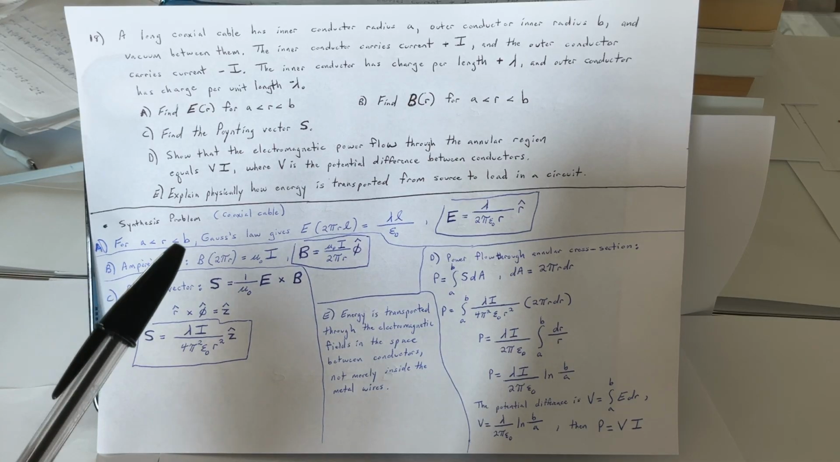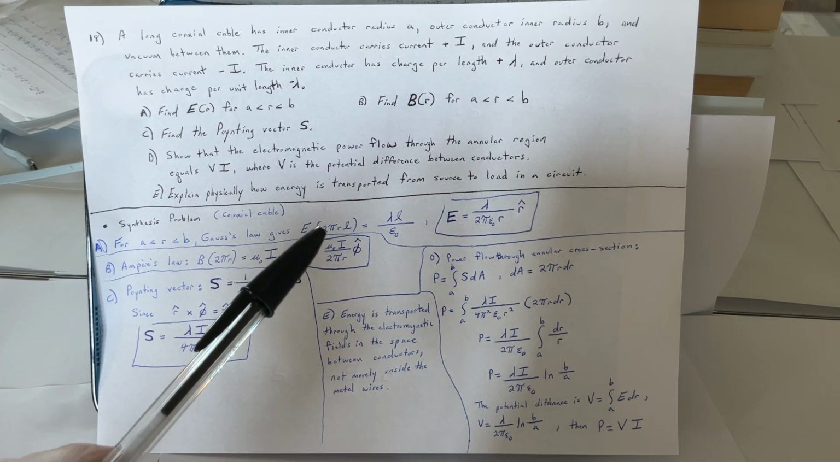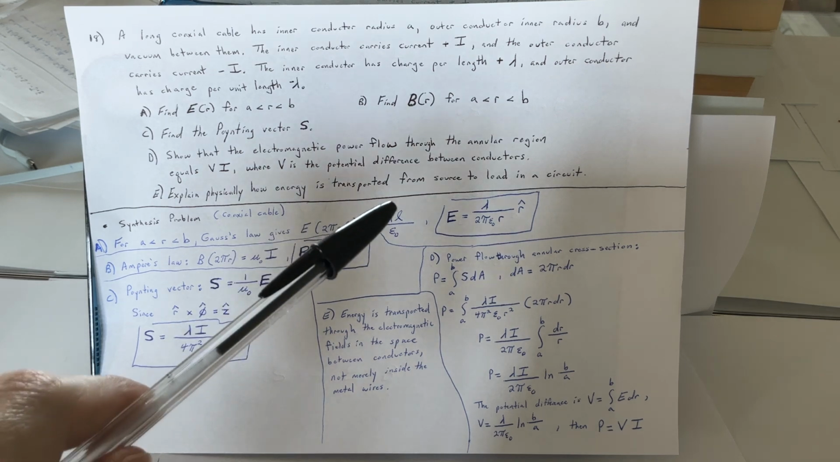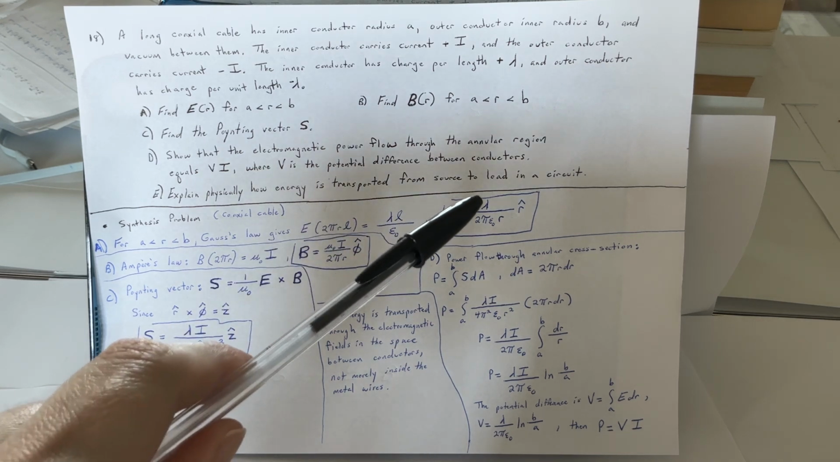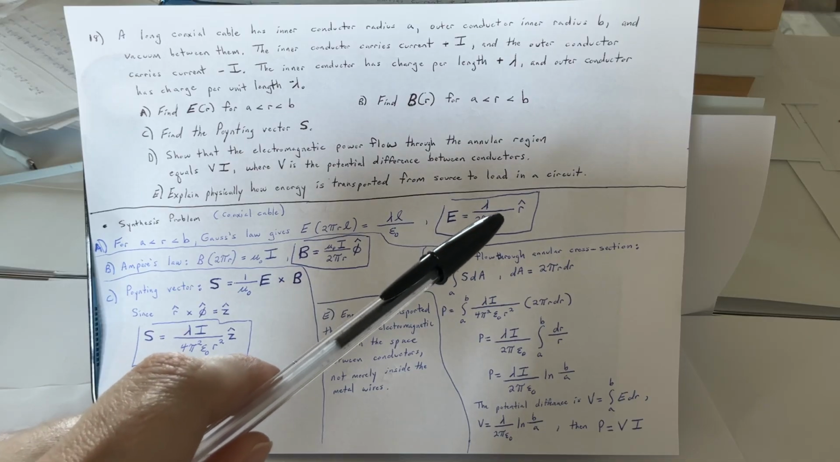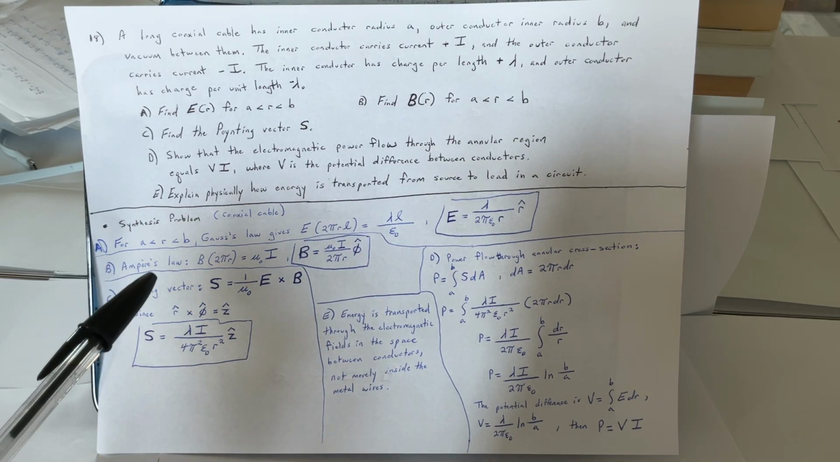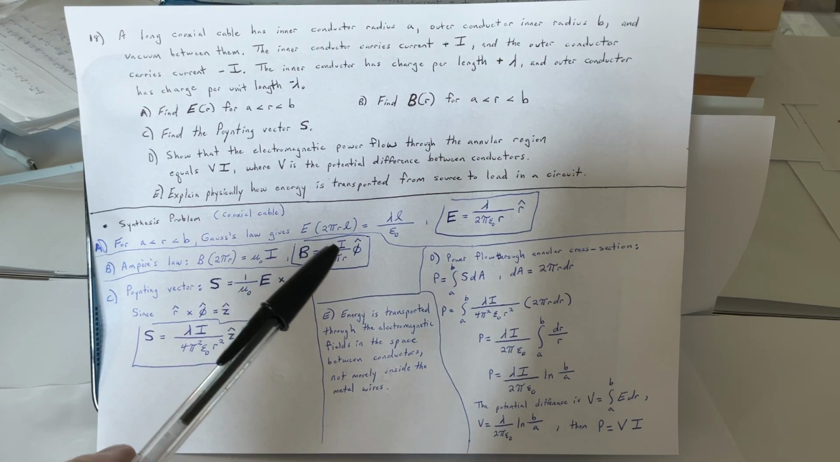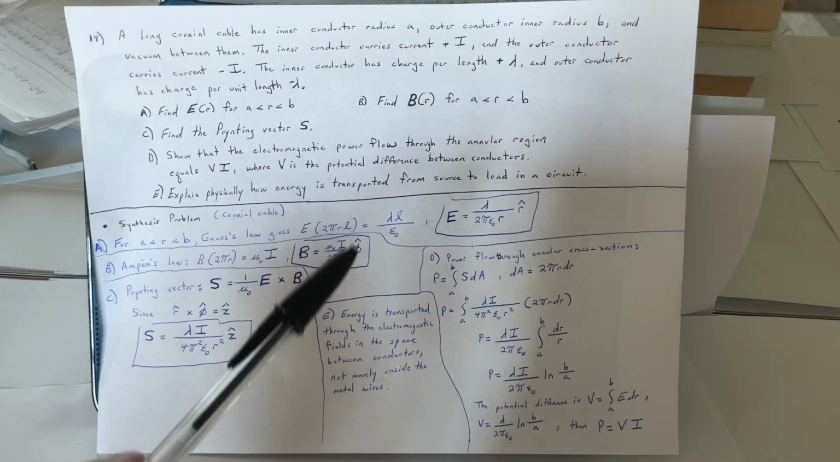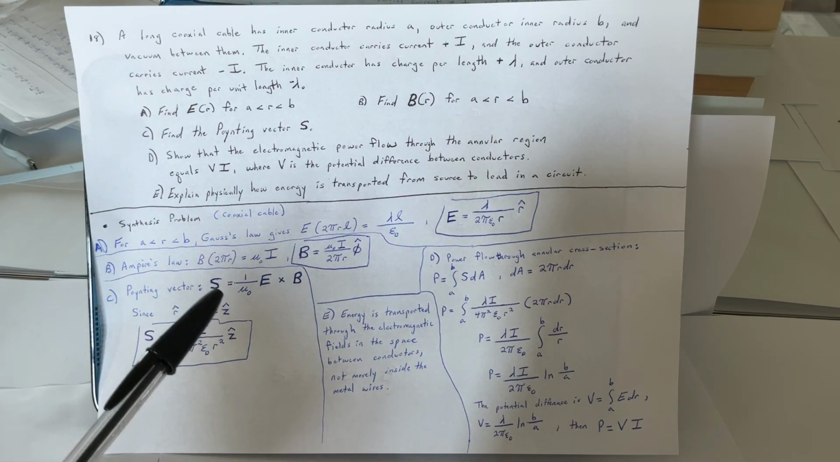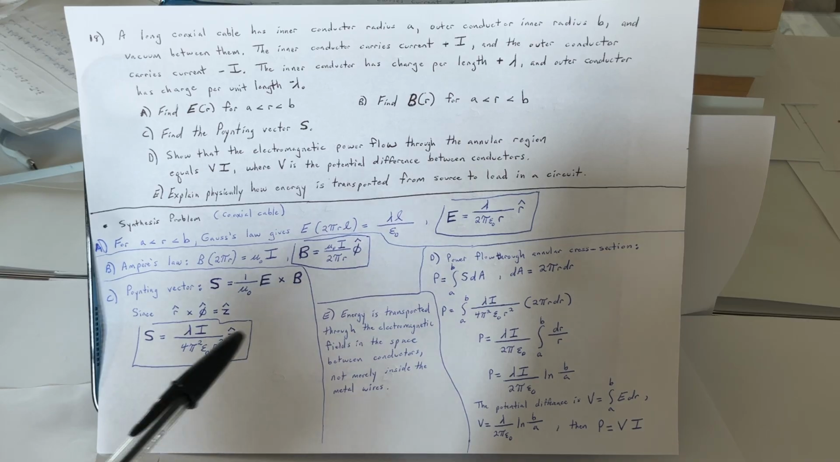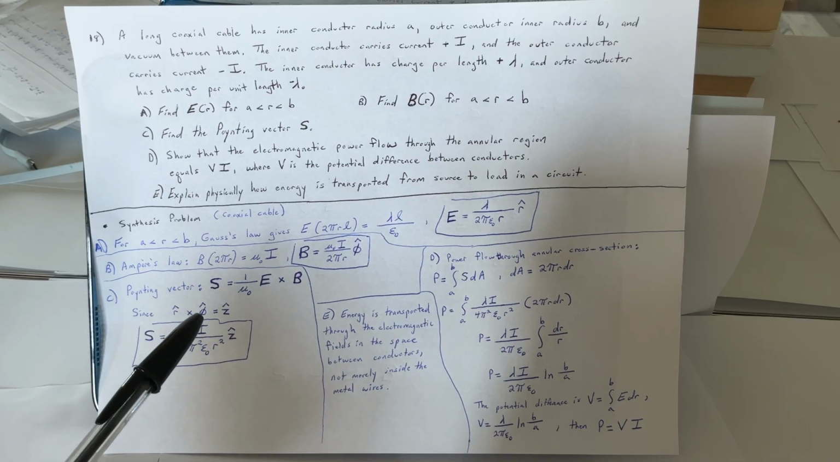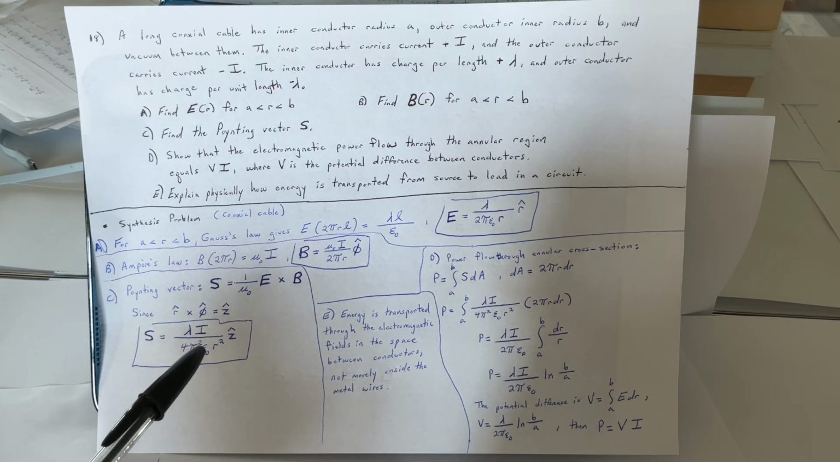So part A, for A less than r less than B, Gauss's law gives E of 2 pi rL equals lambda L over epsilon naught, so E equals lambda over 2 pi epsilon naught r, r hat. For letter B, Ampere's law: B of 2 pi r equals mu naught I, so B equals mu naught I over 2 pi r phi hat. Letter C, the Poynting vector: S is 1 over mu naught E cross B, and since r hat cross phi hat equals z hat, S equals lambda I over 4 pi squared epsilon naught r squared z hat.